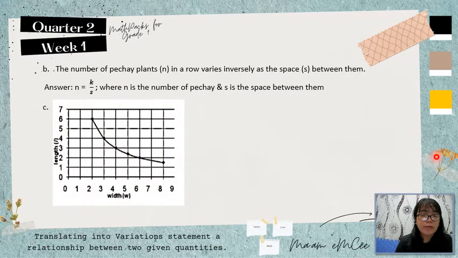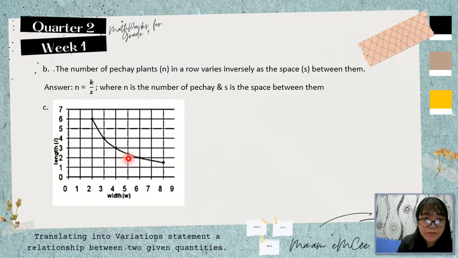And then we have the letter C. So this is the use of a graph. So we have here, at the bottom, the width. And on the left side of your graph is the length. So if here is our graph, if our width is 2, our length is 6. If the width is 3, then the length is 4.